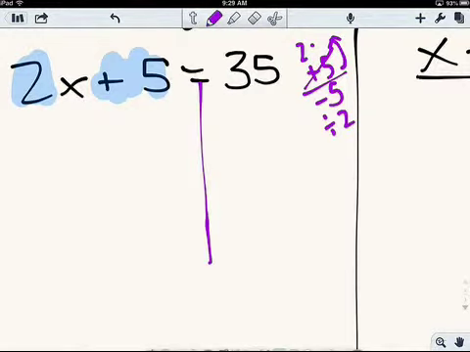So I see a plus 5. I'm going to take away 5. That's the first part of my plan here. Take away 5. Since I did it to the left side, I have to do it to the right side, equal things to equal sides.